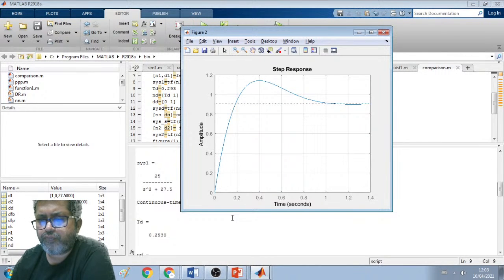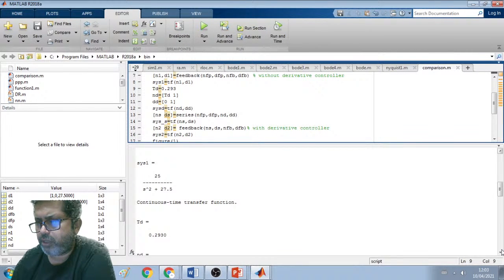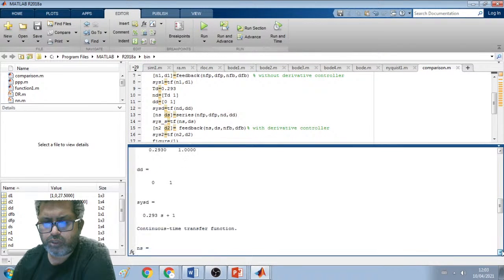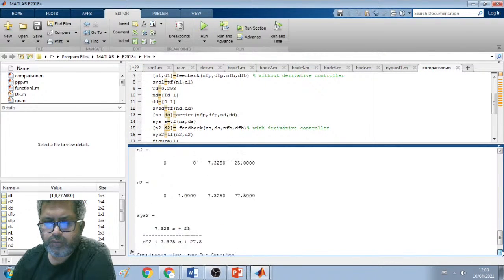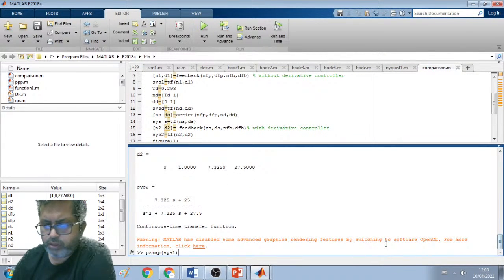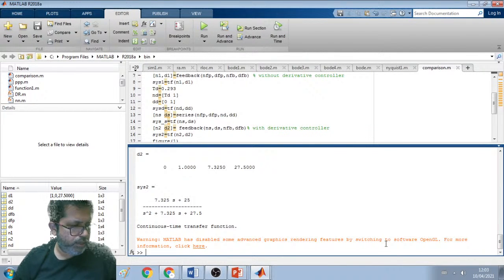So what is the function of derivative controller? To further damp the oscillation. So this is one great example for this function. This was our example.